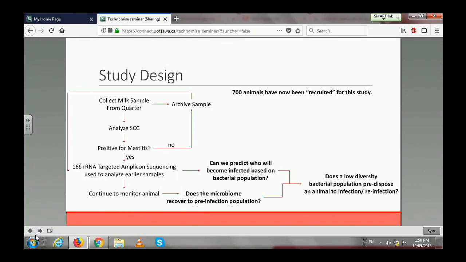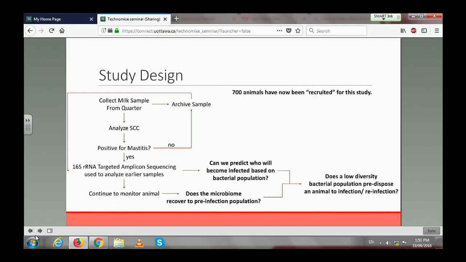So this is going to end up with a lot of freezer space being taken up by milk samples that are just sitting there, because we have 700 animals enrolled at this point in this study. So if you figure 700 times 4 times every week, we're going to have to figure something out for this, but lyophilization is a possibility.